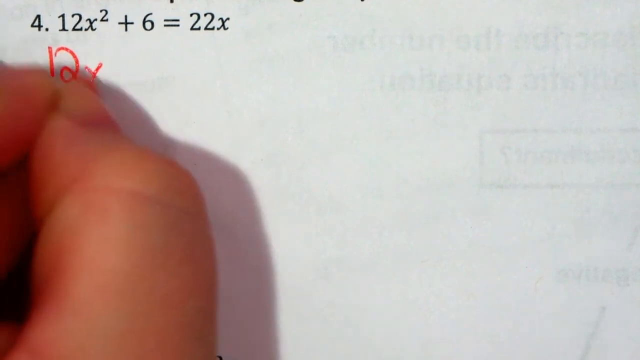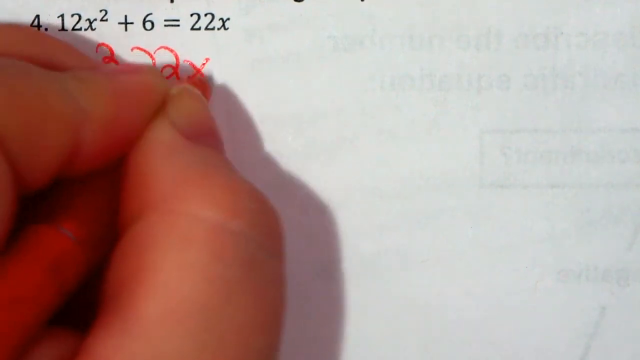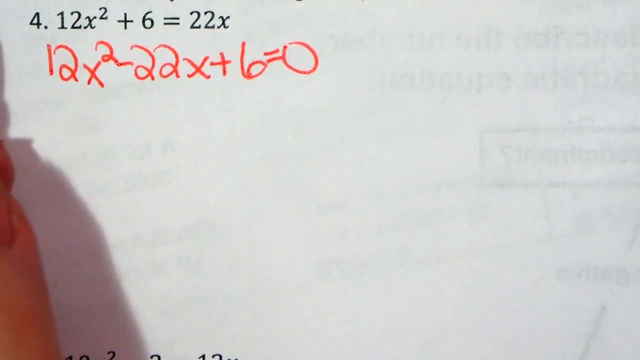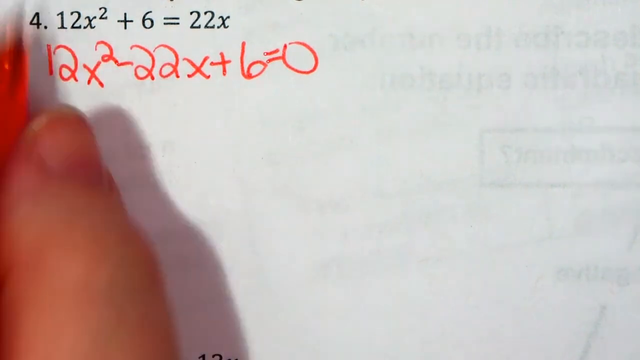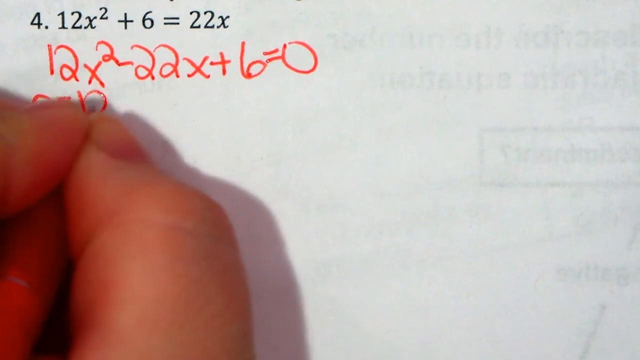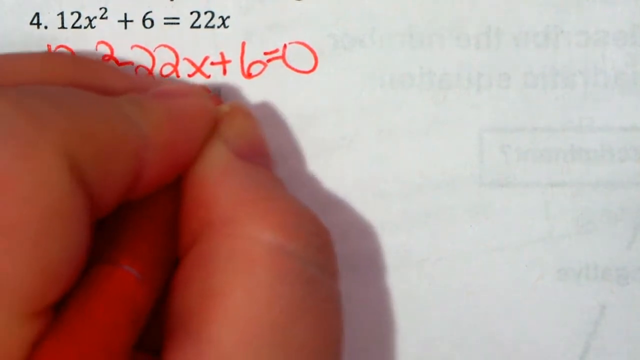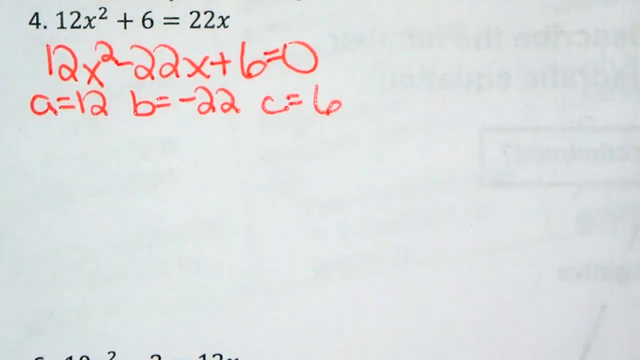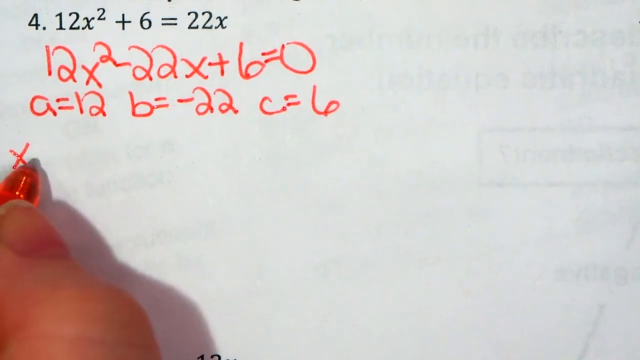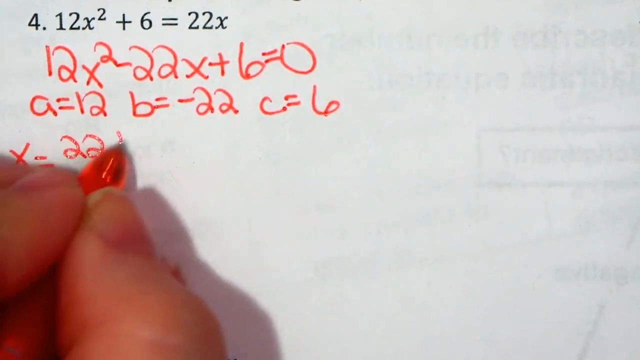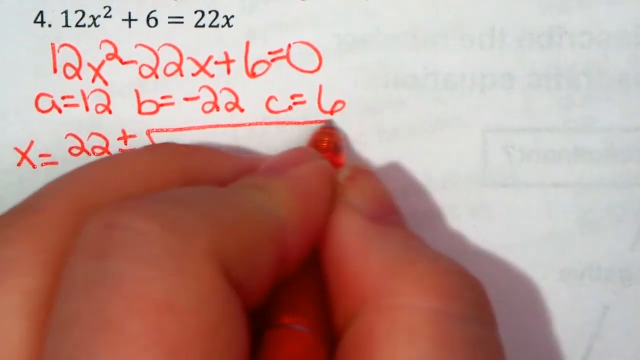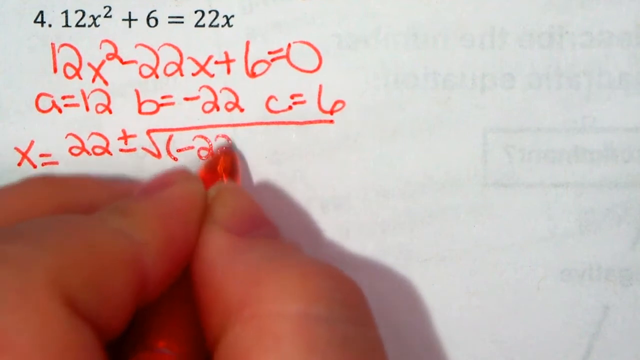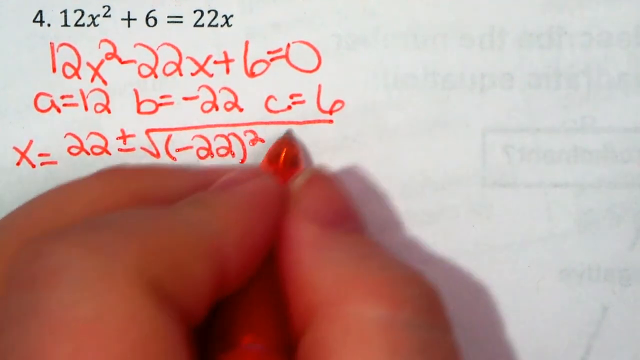We need to subtract 22x from both sides. And then we have ax squared plus bx plus c. So I can label a as 12, b as negative 22, and c is 6. Plug it into the formula. x equals negative b plus or minus the square root of b squared minus 4ac all over 2a. Be very careful because your b is negative.